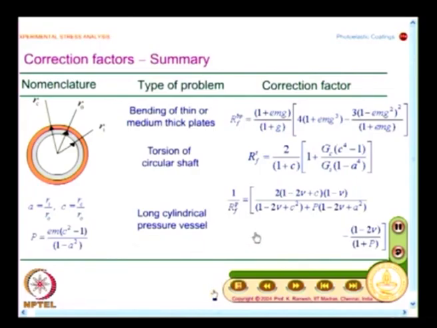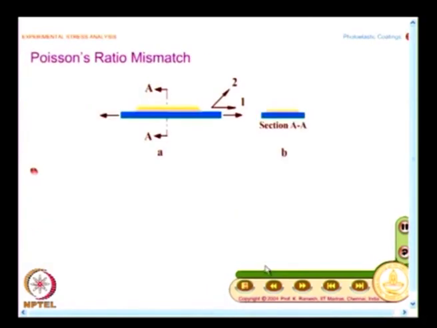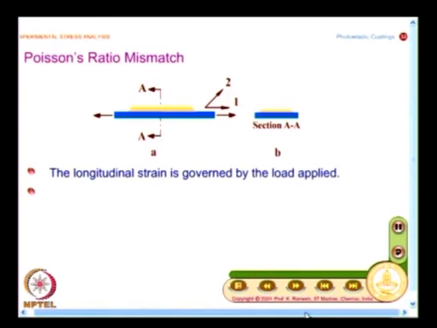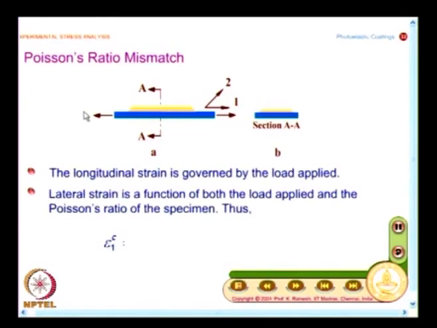I also mentioned that you need to look at how to handle mismatch of Poisson's ratio. That is what we will take up now, and let us understand the mismatch of Poisson's ratio. How does this affect? So, what is shown here is a simple specimen subjected to uniaxial tension. I take axis 1 along the specimen, I take axis 2 transverse to the specimen, and I have a photoelastic coating pasted on this.